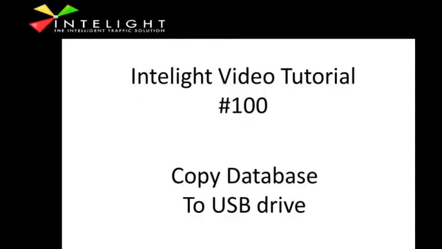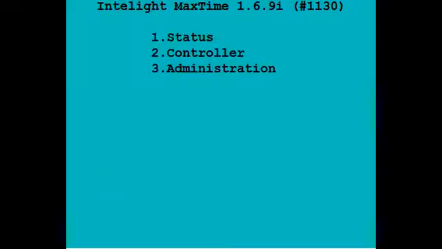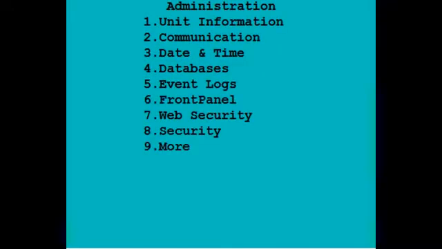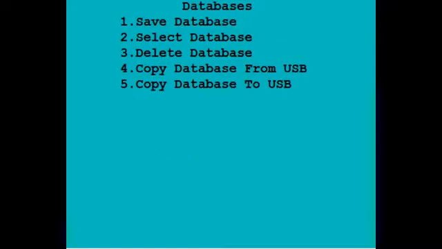The next step will be copying the database to a USB flash drive. We will simply put the USB drive into the controller, and we will copy a database that's been saved in the controller to the USB drive. We start from the main menu, and we go to 3 for administration, 4 for databases, and then we'll go to number 5, copy databases to USB.